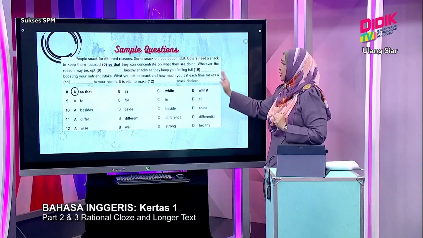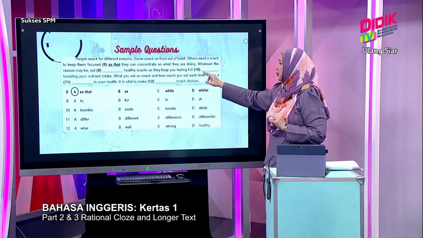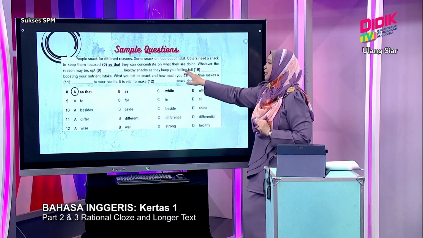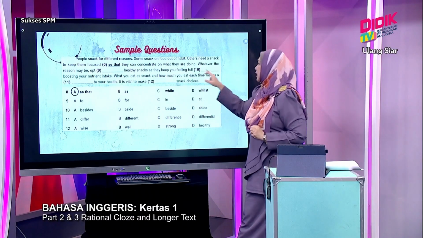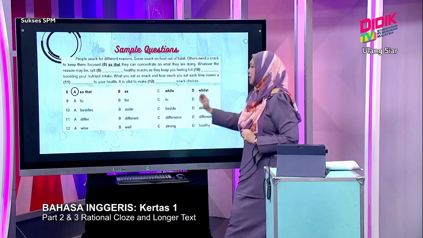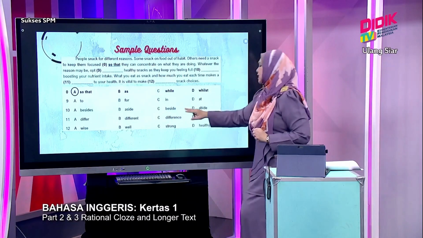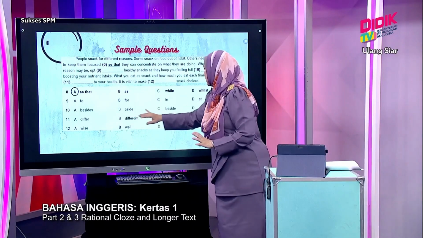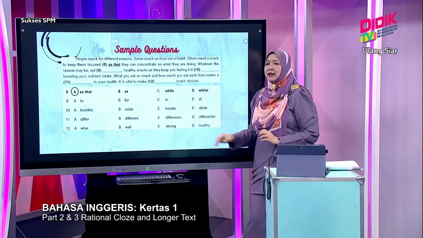Next, as keep you feeling full, number 10, boosting your nutrient intake. We know these are two different things. So here we need a linker, because we have here besides, aside, beside, and abide. Which of these, besides, aside, beside, and abide, are linkers?